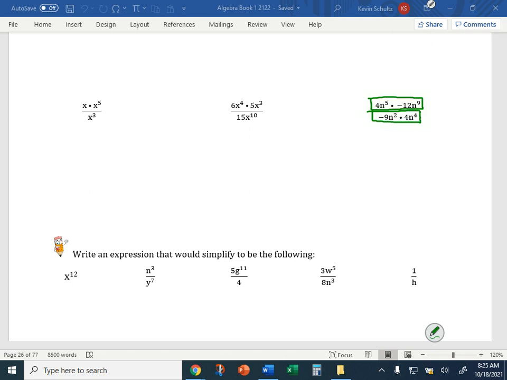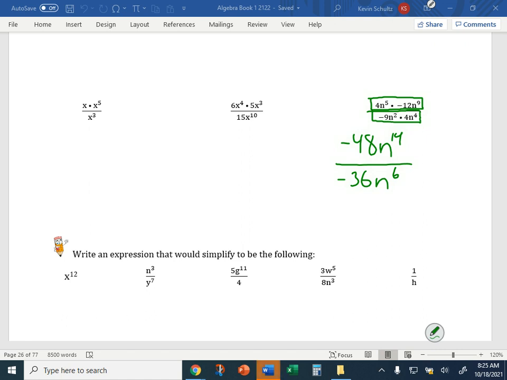Looking at the numerator, what does that simplify to be? Max? Negative 48 times n to the 14th. Okay? I'm multiplying by the same base in my numerator, so my coefficients are multiplied, my exponents are now added. In my denominator, what does that become? Noah? Negative 36 n to the 6th. Coefficients multiplied, negative 9 times 4.